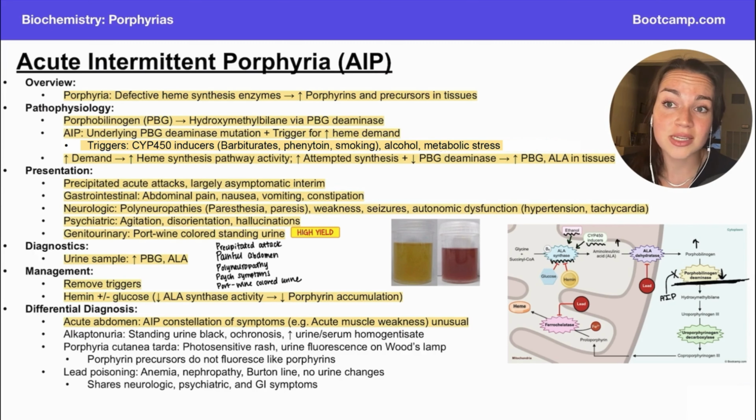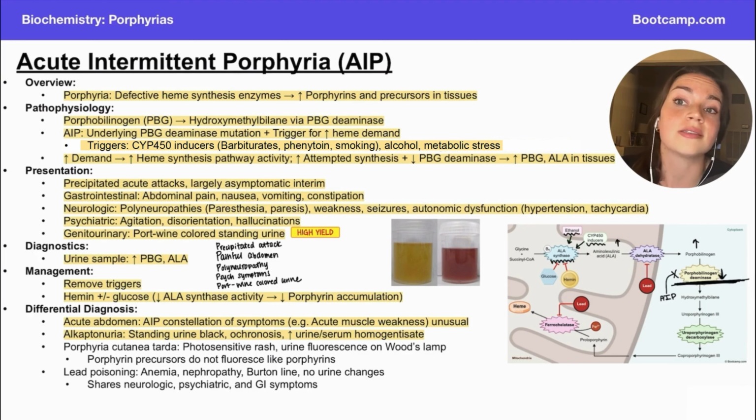All right, the next thing you might mix this up with is alkaptonuria. Remember, when we talked about alkaptonuria in our disorders of protein metabolism chapter, we also talked a lot about standing urine and a change to the urine with standing. However, the standing urine in alkaptonuria was black, not this port wine dark red color. It was actually black. We also saw skin findings like ochronosis, which was the blackening of skin, and the diagnostics of alkaptonuria involve an increase in urine and serum homogentisate. You can go check out the video on alkaptonuria if you haven't already to help hammer things down.